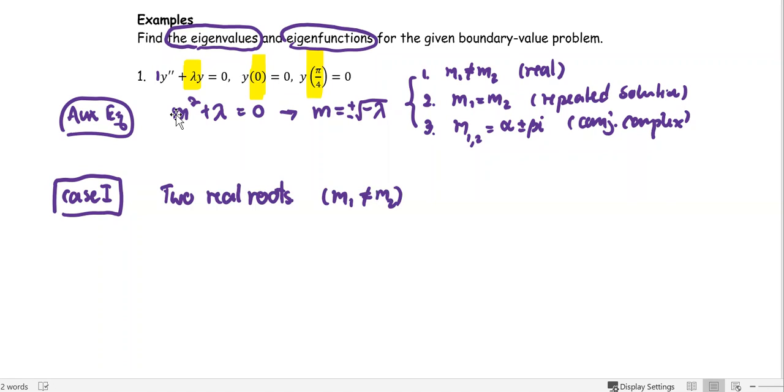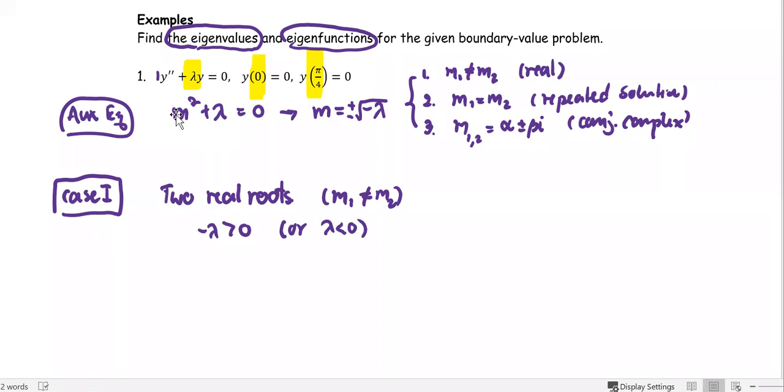For the case that you get the real number, that means the negative lambda has to be positive, right? Because the square root of a positive, you're going to get the real number out. If the square root of a negative, you're going to get the complex conjugate, which is case number 3. So for case number 1, the term inside of the square root has to be positive, or we can say the lambda will be less than 0.